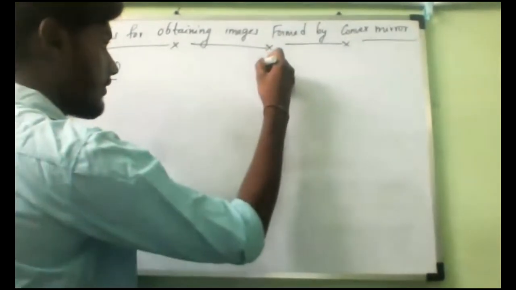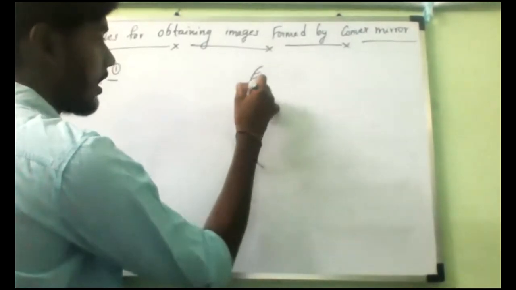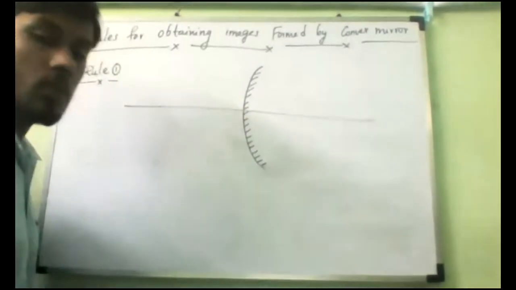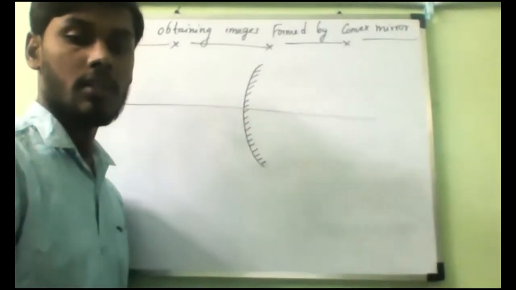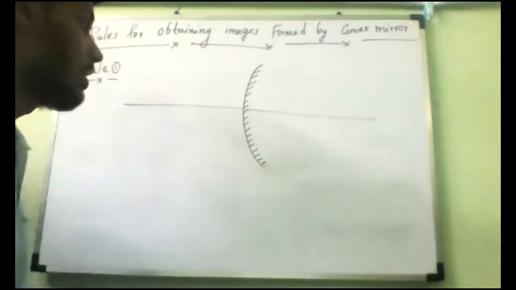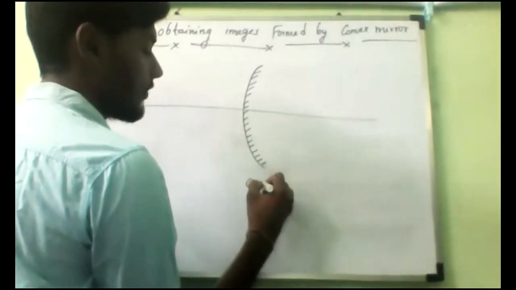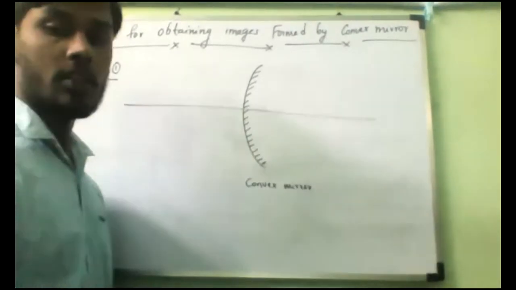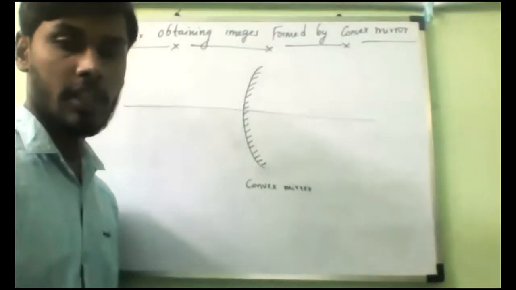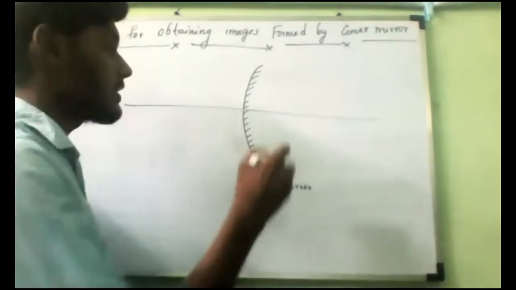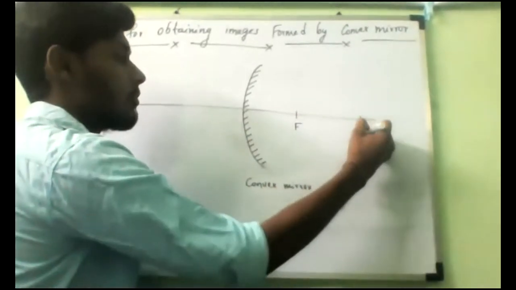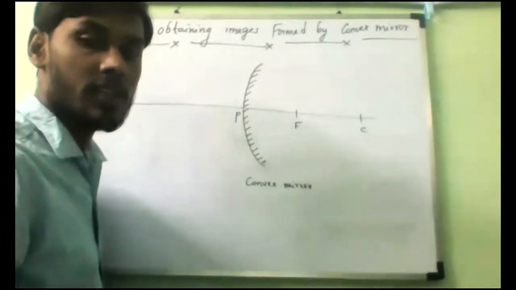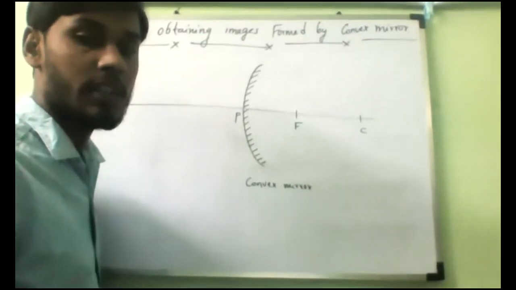As you know, in a convex mirror the bulging out surface is the reflecting surface and the bent in surface is non-reflecting. Is it yes or no? Yes, sir. Convex mirror: bulging out surface is reflecting and bent in surface is non-reflecting. It has a virtual focus. The focus is taken behind the mirror. Behind the mirror, yes. For a convex mirror, focal length and focus are always positive.